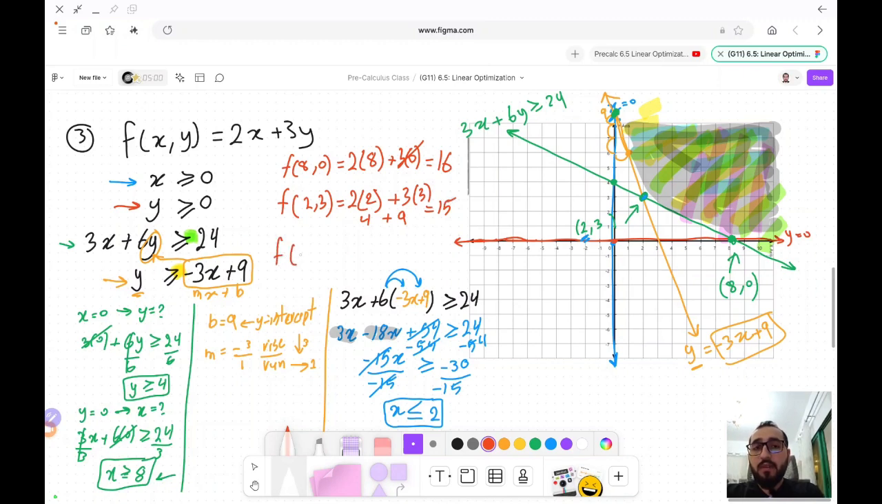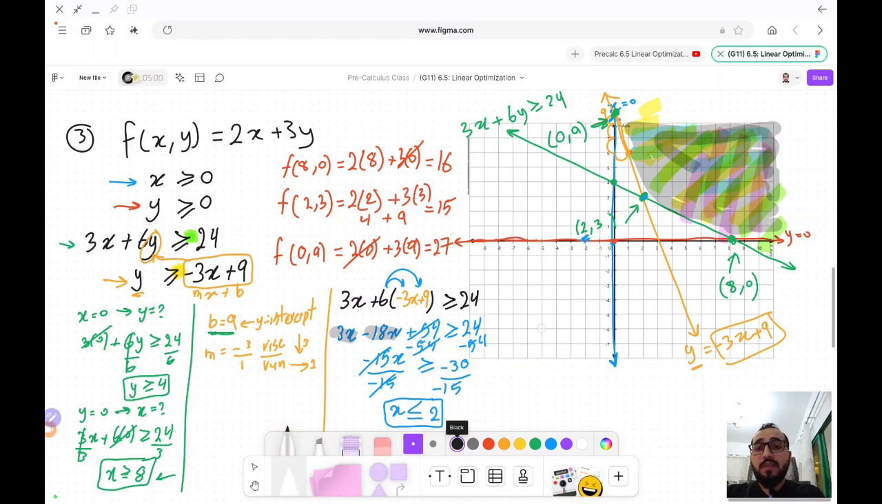Then the last point. Okay, I didn't find the coordinate for the last point here. Let's find the coordinate here. Okay, we already found it from the yellow one, because you know that the y-intercept is 9. So this one here is (0, 9). Now the third point is (0, 9). So 2 times 0 plus 3 times 9. This part here is equal to 0. So 3 times 9 is equal to 27.